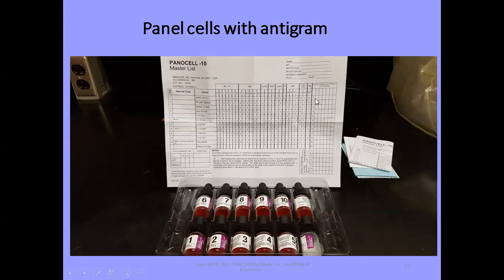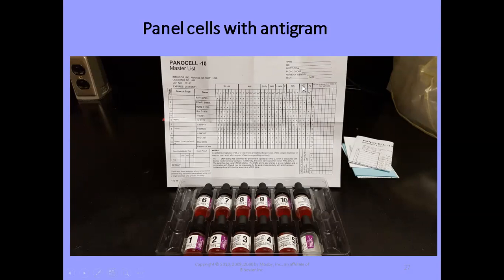I could record immediate spin on a column here. As soon as I add everything, I'm going to centrifuge them and read them. And I'm going to record negative, or if they're positive, grade the reactions. Then I'm going to add my potentiator. We happen to do LISS, so I'd add LISS to all 12 tubes, incubate them at 37 for a minimum of 15 minutes, centrifuge and read, and then I'm going to record in a column that I would have labeled 37-degree LISS. We're getting ready for AHG next, so you know the drill.